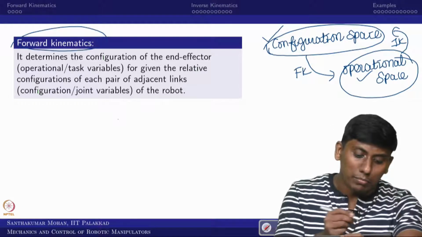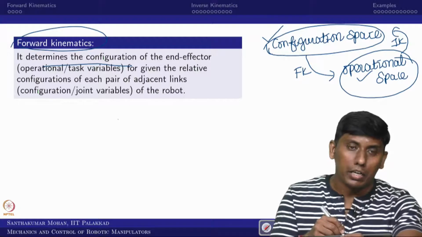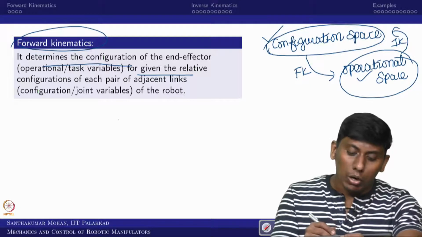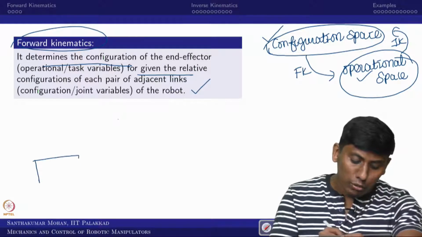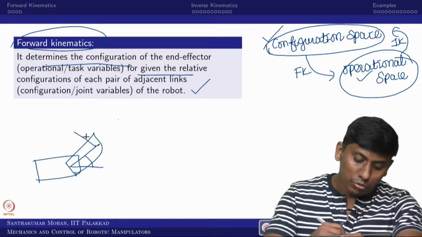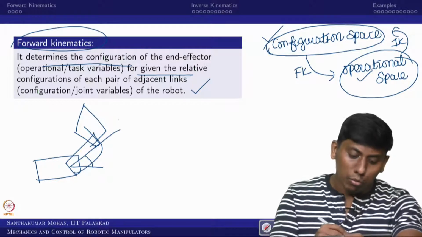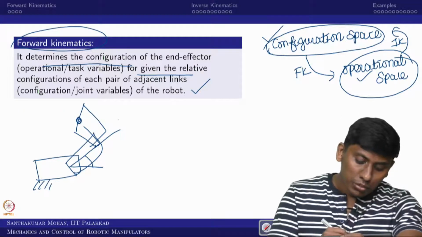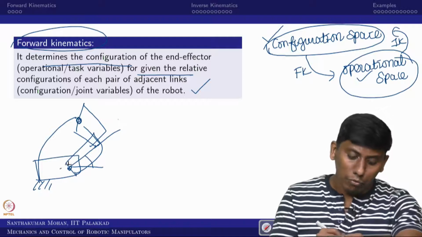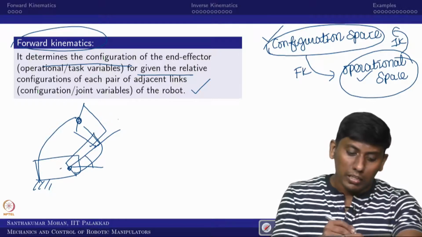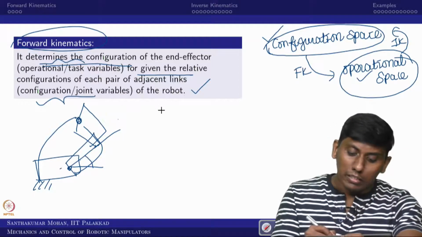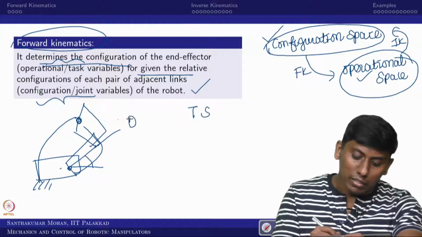You can see forward kinematics determines the configuration of the end effector for a given relative configuration of each pair of adjacent links. We call this an assembly. For example, you take individual links and fix them, this to this much angle, this to this much angle. Then you will see this is the end and this is the base. The base to the end you will find from the known relative information of one body to another body. We simply call this joint space, and this task space.